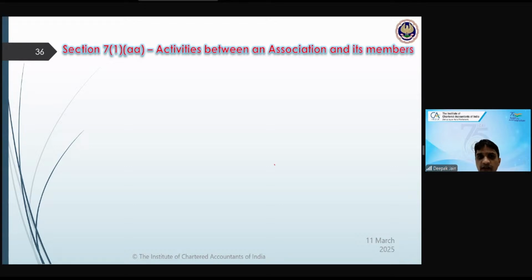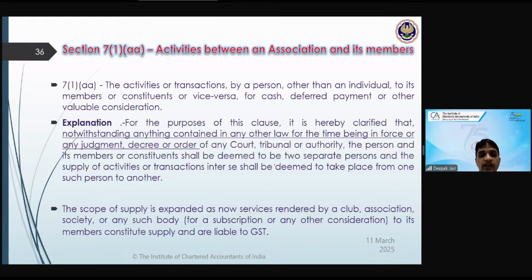7.1 is done, 7.1A is done. Now 7.1AA says that activities or transactions by a person other than an individual to its members or constituents for cash, deferred payment or other valuable consideration is also supply. And for the purpose of this clause, it is hereby clarified that notwithstanding anything contained in any other law and things like that, so an explanation is given.